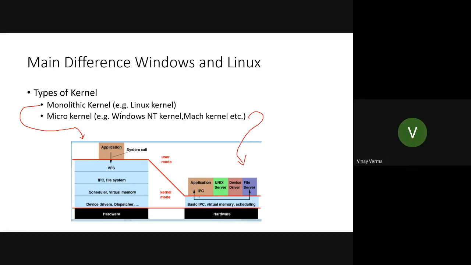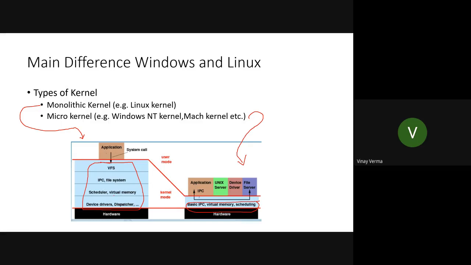So let's see what the difference is between both, so we will know the difference between Linux and Windows. Basically, in Linux there is VFS, just ignore it, IPC, file system, scheduler, device driver and dispatcher, and then comes the hardware. So in the Linux kernel, many things are present in the kernel layer only. In the microkernel part, that is this one, the kernel part is what interacts with the hardware and the software that we are using.